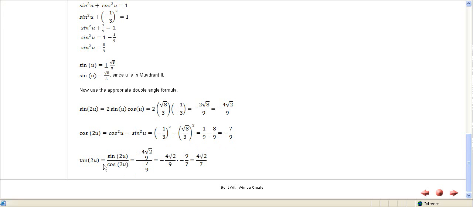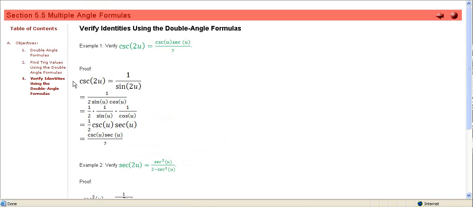And tangent of 2u, again we can divide sine by cosine, and when we do that we multiply by the reciprocal to get 4 times the square root of 2 over 7. So here again is an example of an angle 2u that is in which quadrant? Well, sine and cosine are both negative, so the angle 2u would also be in quadrant 3.